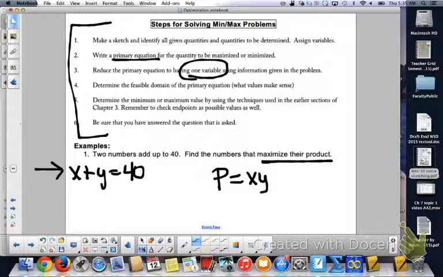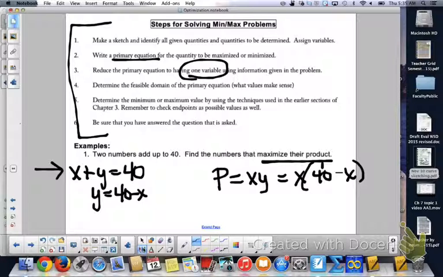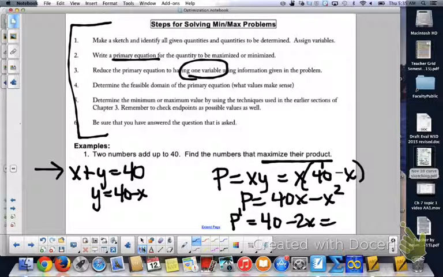We're going to use our secondary equation to solve for one variable. We could say y equals 40 minus x and plug that in. So really, that's x times (40 minus x). So P equals 40x minus x squared. Now we want to maximize that. Do the derivative. So the derivative is 40 minus 2x, set it equal to 0. So 40 equals 2x, so x equals 20.